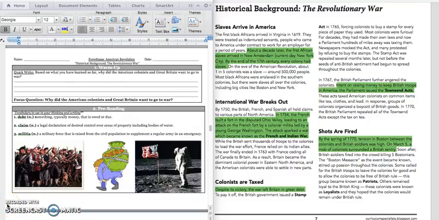Good afternoon, fourth grade. Today we're going to be reading a text about the events leading up to the Revolutionary War. You're going to be working with this text in parallel teaching as well. But before we get started, we have a quick write. Based on what you've learned so far, why did the American colonists in Great Britain want to go to war? Press pause to write down your answer and play when you're ready for the focus question.